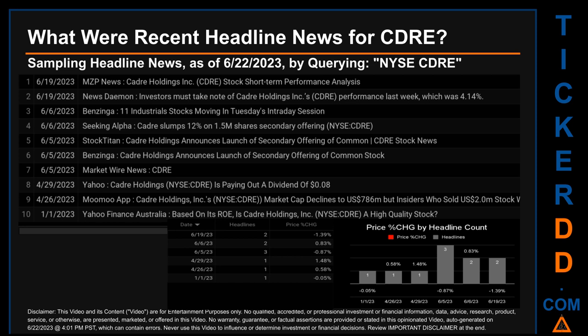The latest publication date of Monday, June 19, 2023, was actually the day with the lowest percentage change in price. It saw a price jump of 1.48%. Saturday, April 29, 2023 was the day with the highest percentage change in price when we compare opening versus closing price for the ticker. The day saw a jump of 1.48% when CDRE opened trading at $21 and closed at $21.31. There was one found headline when Yahoo published the headline that read, CDRE Holdings is paying out a dividend of 8 cents.